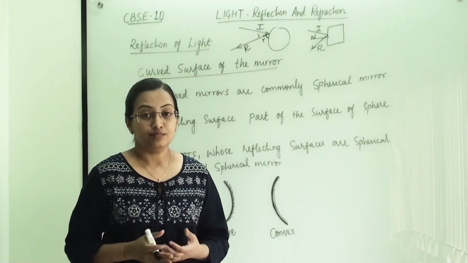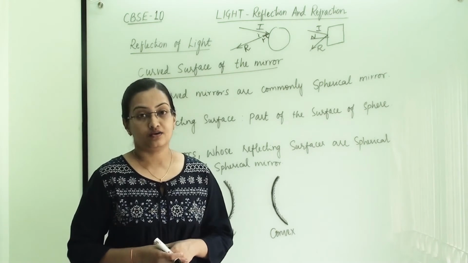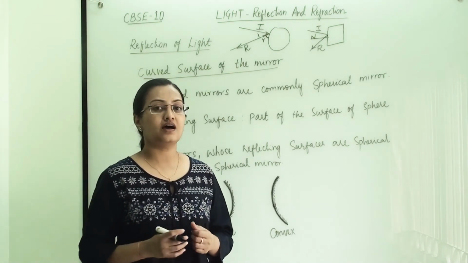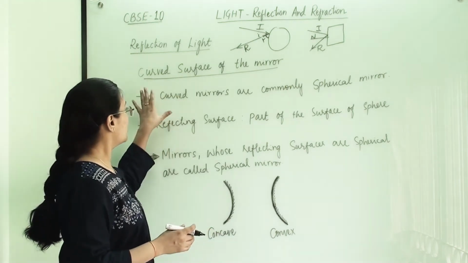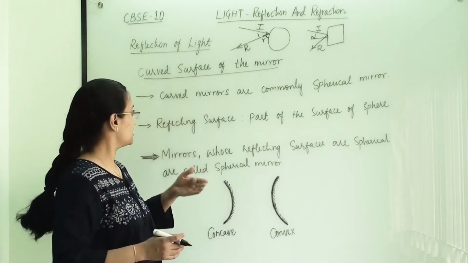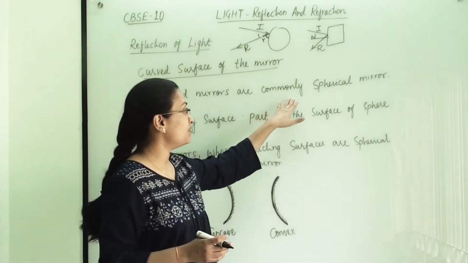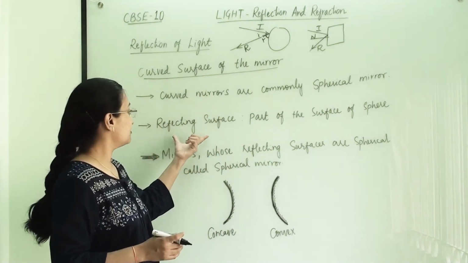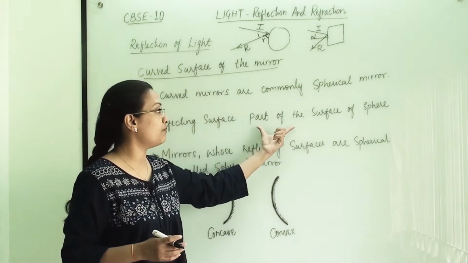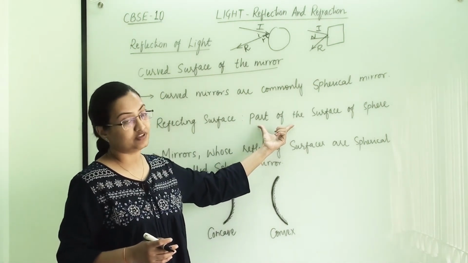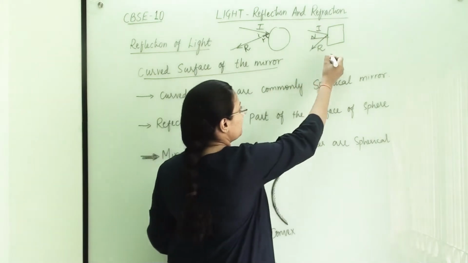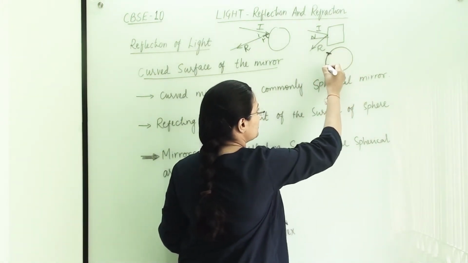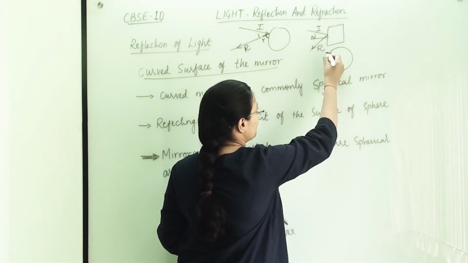Along with the plane mirror which we use at our home, we are going to study the curved mirror also. Now what are these curved mirrors? A curved mirror has a curved surface. Curved mirrors are commonly spherical mirrors. Why is it a spherical mirror? Because the reflecting surface will be a part of the surface of a sphere. If this is a sphere, then we take one part of this spherical surface and make a mirror.